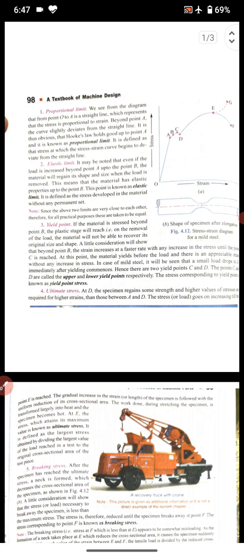but I want to discuss this in machine design subject also, because it has some relation in designing, means its application in designing. So I want to discuss it.